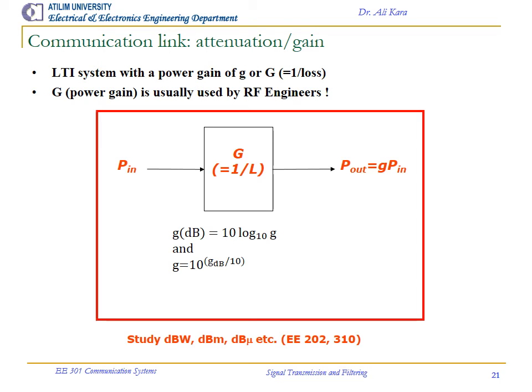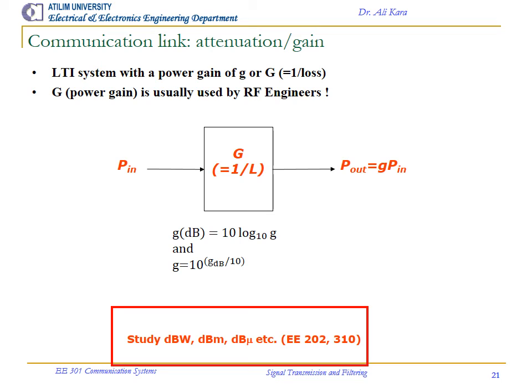G in multiplication is given in linear scale, but it can also be written in decibels. If this is the case, you cannot multiply G to get the output power. Then you should use addition or subtraction to apply the gain correctly. Study dBW, dBm, etc. from EA 200 to 310.